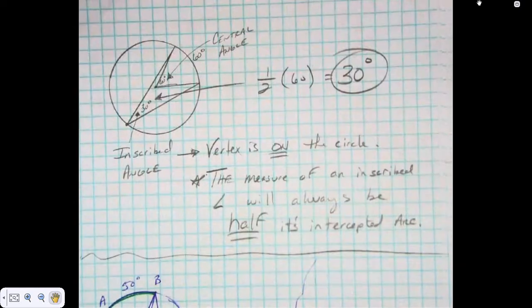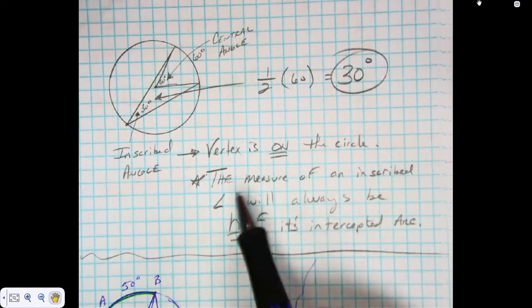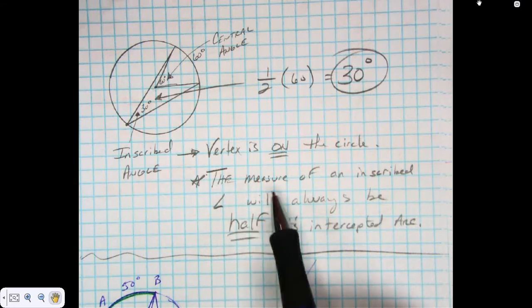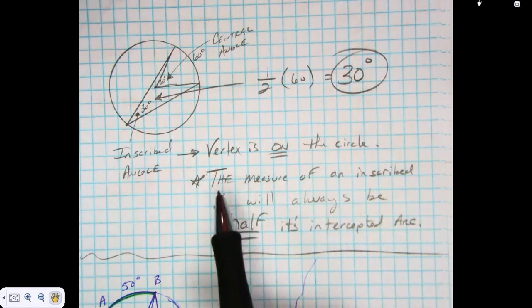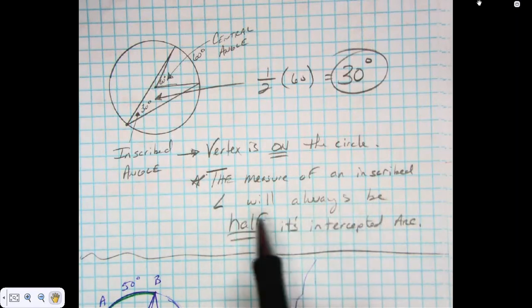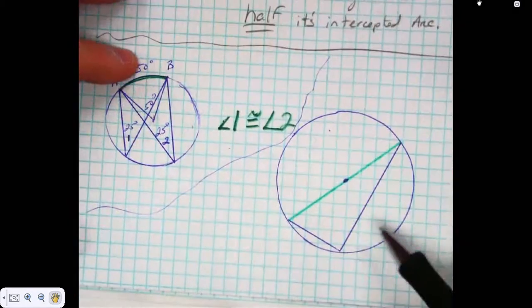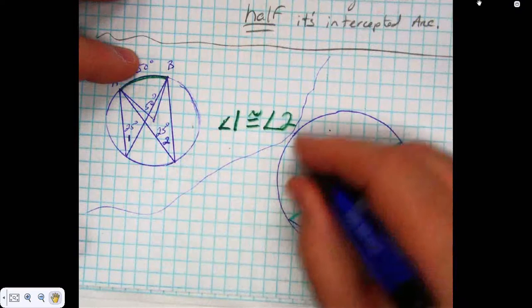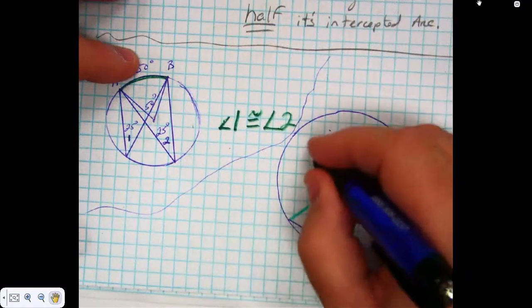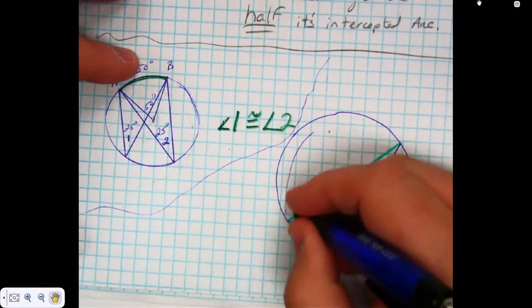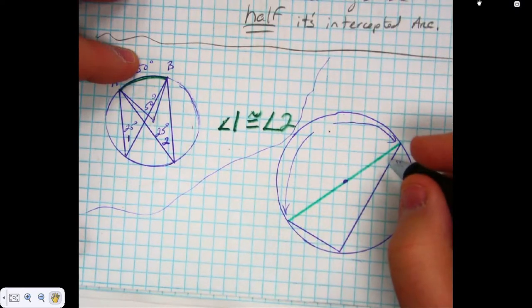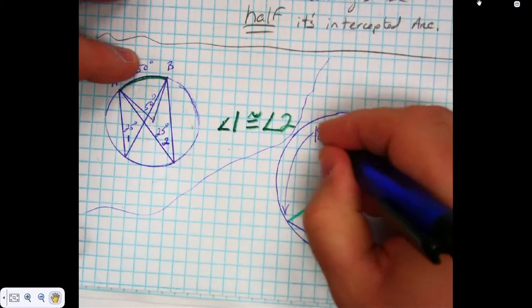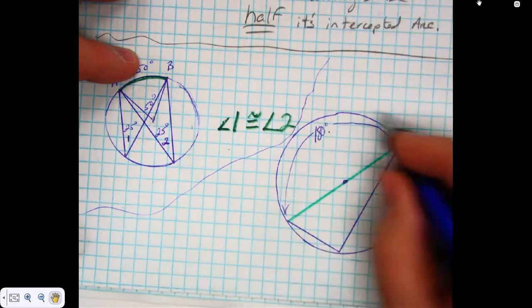Let's go back to here. Read this out loud. The measure of an inscribed angle will always be half its intercepted arc. What is its intercepted arc from here to here? Can anybody tell me? Here to there. Can you guys tell me the measure of that intercepted arc? 180 degrees, is it not? That's the arc it intercepts.